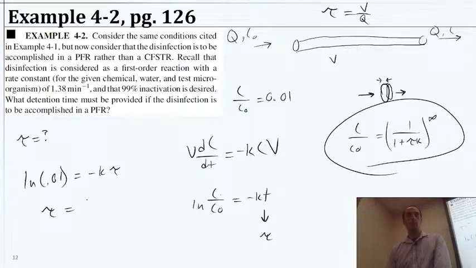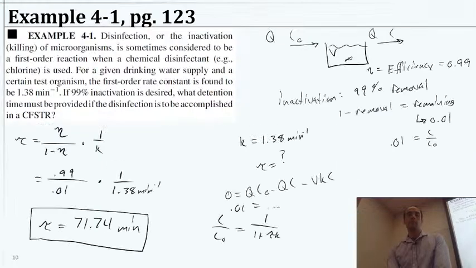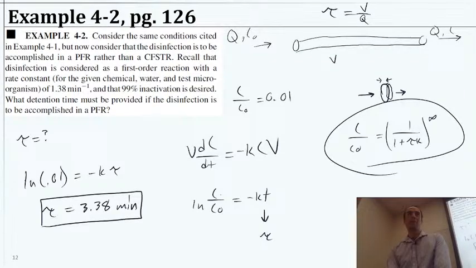Anybody get that already? 3.38. Okay, so which would you use for a reactor? CSTR or a plug flow reactor? So CSTR was 71 minutes. Plug flow reactor was 3 minutes. I think maybe plug flow is better for this scenario, right?